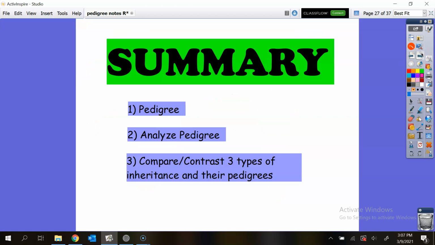Okay, so in summary, you should now be able to thoroughly explain what a pedigree is. You should be able to analyze pedigrees and tell if they are autosomal or sex-linked, and if they are autosomal, if it is a dominant or recessive pattern of inheritance. Same with sex-linked, dominant or recessive. And then you should be able to compare and contrast the different inheritance patterns and what that means with regard to the possibilities of inheritance, and that being displayed in a pedigree.